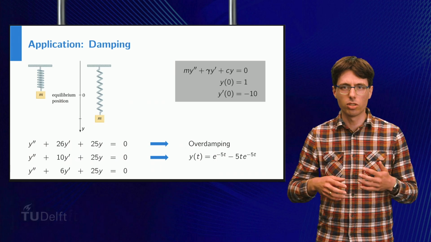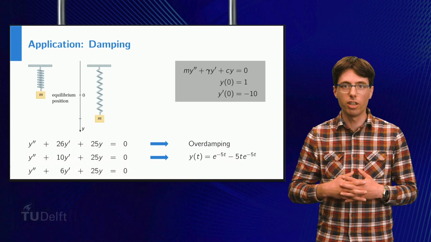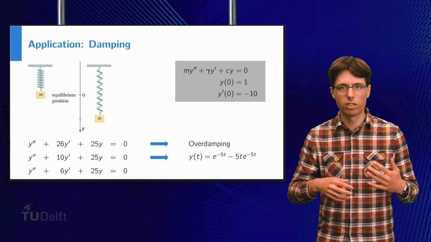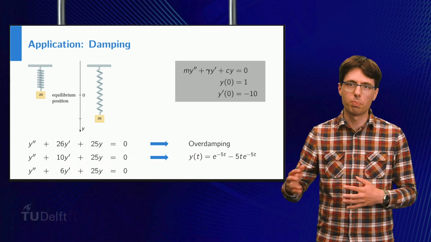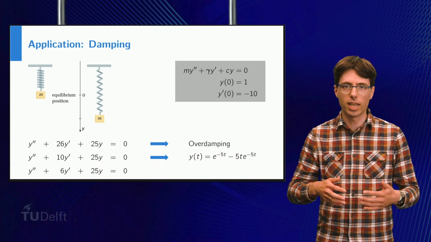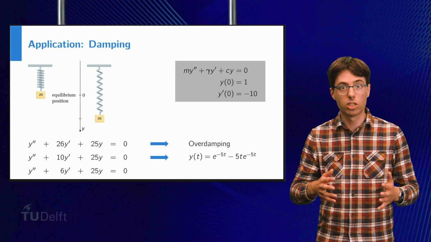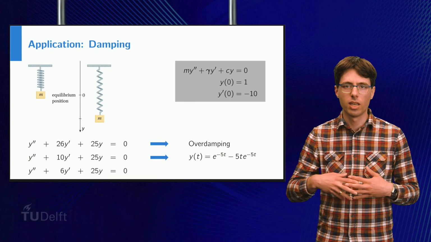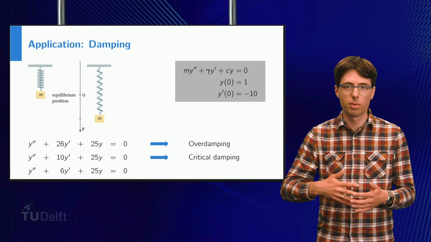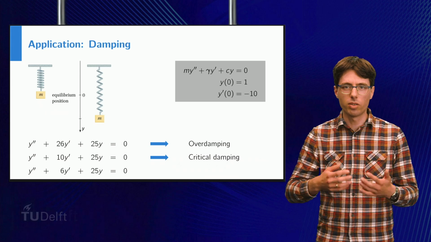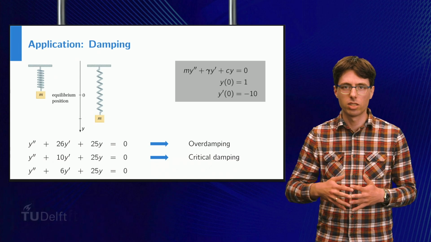Notice that this solution goes to 0 much quicker than the previous example because it goes as fast as t times e to the power minus 5t, while the previous one goes as fast as e to the power minus t, which decreases a lot slower. This case forms the transition case between the previous case and the upcoming one, and that is why we will call it the critical damping case.